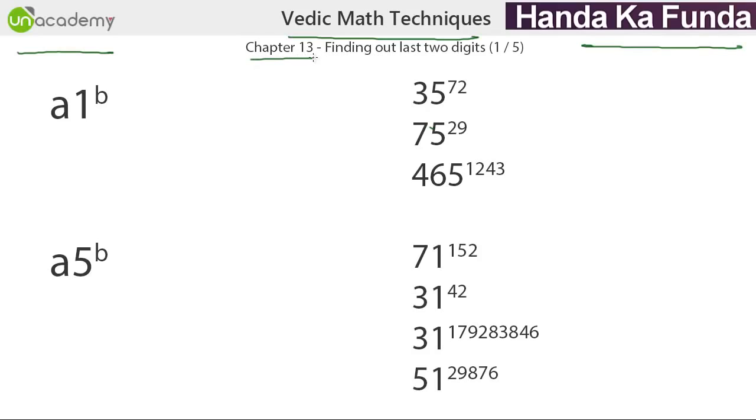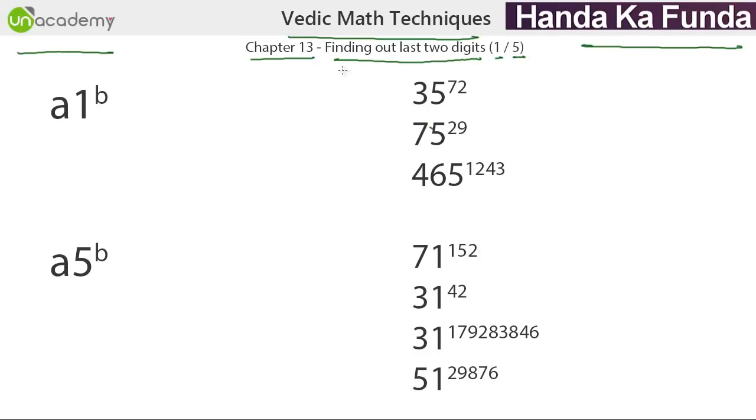So this is the 13th video in the series. We like to call it chapter 13. And in this particular video, we are going to find out how we actually figure out the last two digits of a number. For this particular video, we are going to restrict our discussion to the numbers which either end in 1 or end in 5.